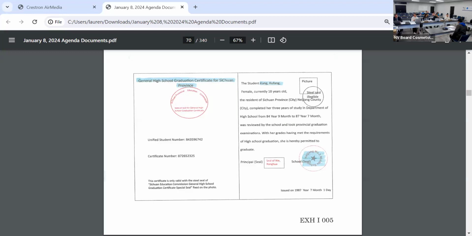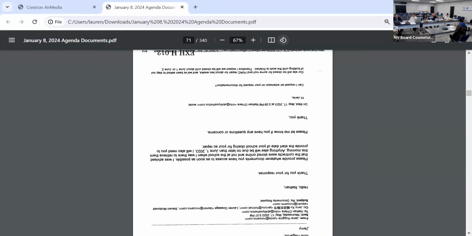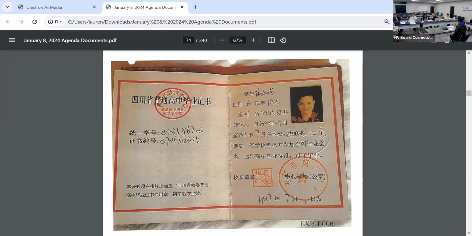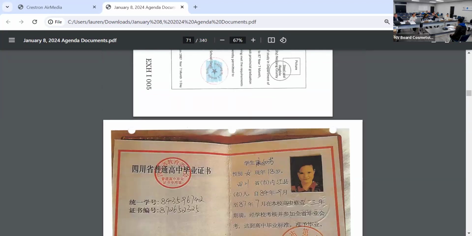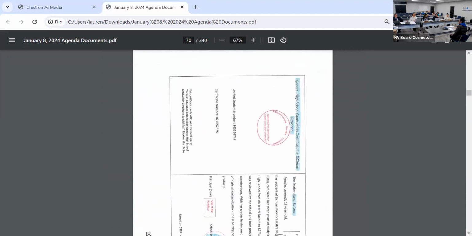So I can see page I-006. There's a big round red stamp on the lower right corner. It says Neijiang City #2 Middle School. On the upper left, the title of that certificate says Sichuan Province Common High School Diploma Certificate. So they call a certificate a high school certificate, but it is issued by a school named middle school.